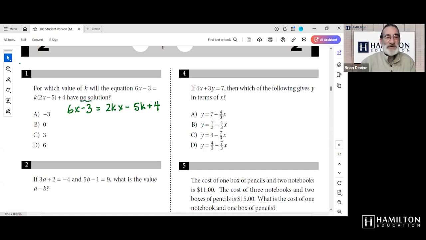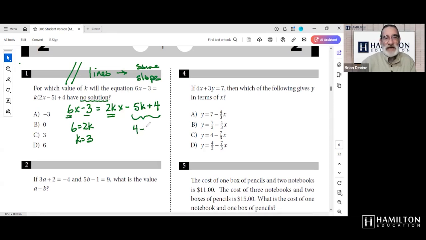Now, to have no solution, what that means is the two lines never cross. So we've got parallel lines, and parallel lines are going to have the same slope. The equation has a line on one side with a slope of 6 and a y-intercept of -3. The slope on the other side must be the same for them to be parallel. So right away we know if 6 equals 2k, then k's got to be 3. Boom, there's our answer.